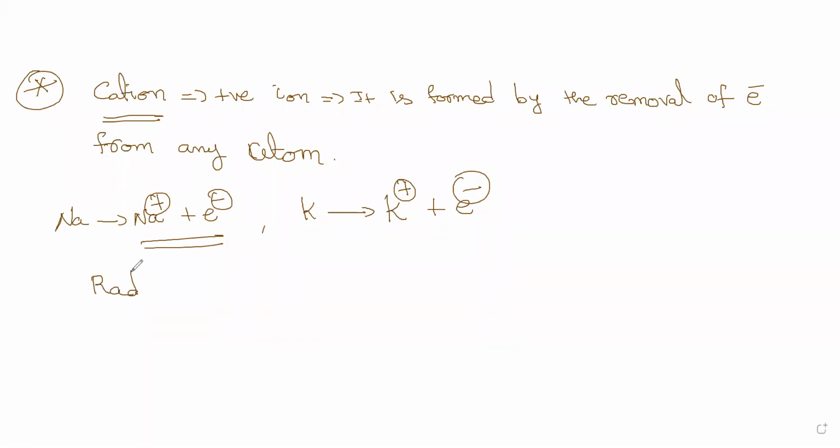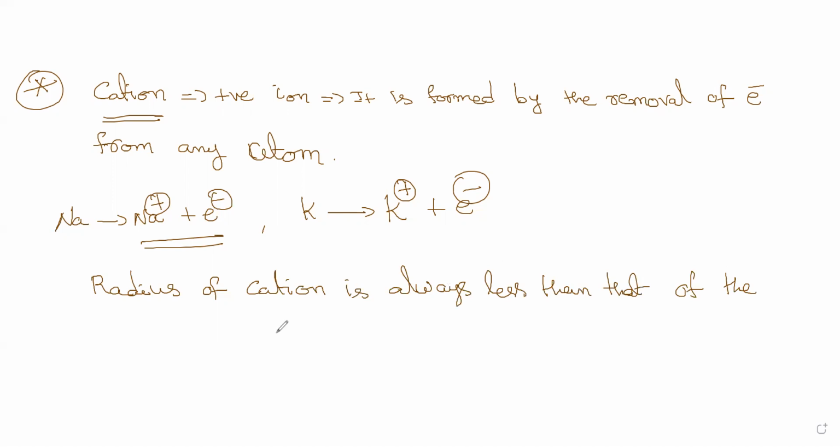Radius of cation is always less than that of the radius of the parent atom. Clear?